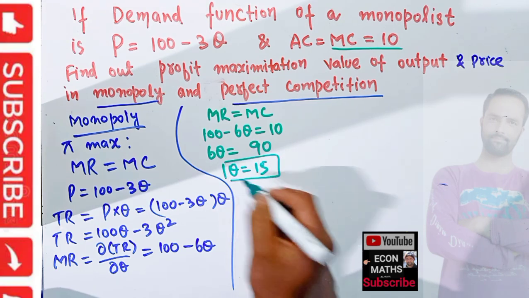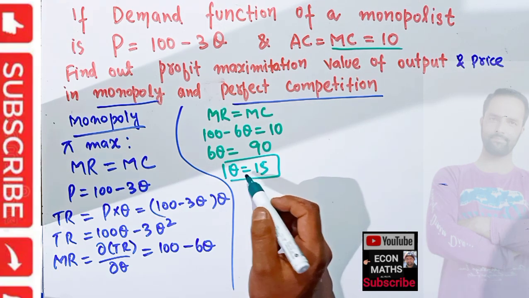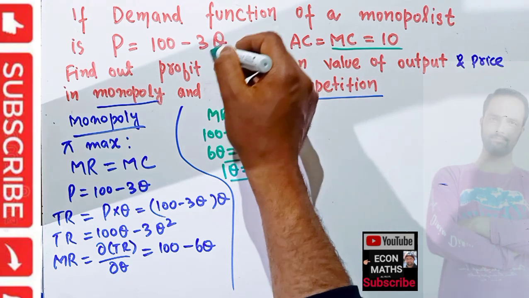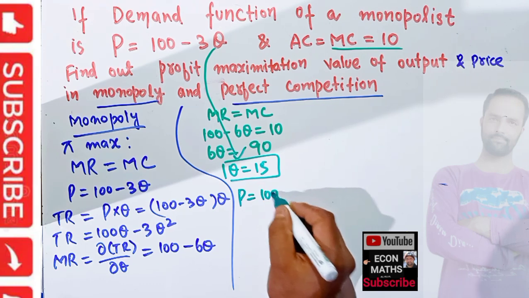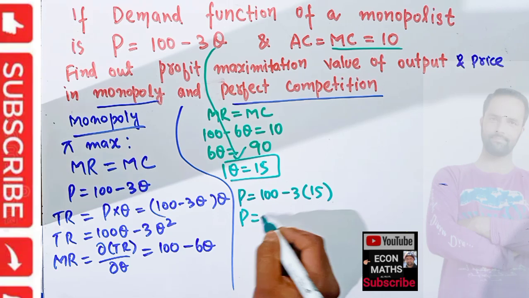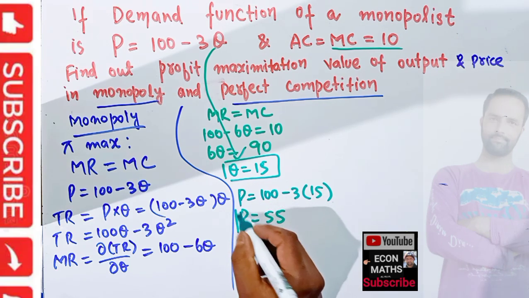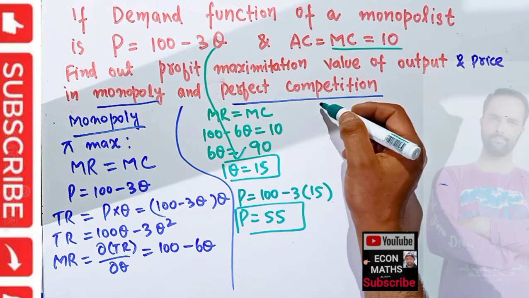So the output produced in monopoly will be 15. To find the price, simply plug Q = 15 into the demand function. P will be equal to 100 - 3 times 15, so P = 100 - 45, which comes out to be 55. This is the profit maximizing price and output in case of monopoly.